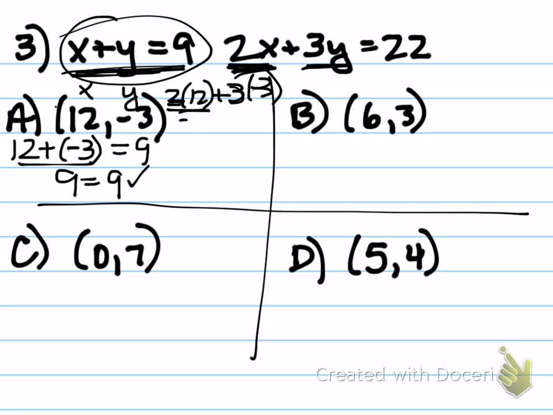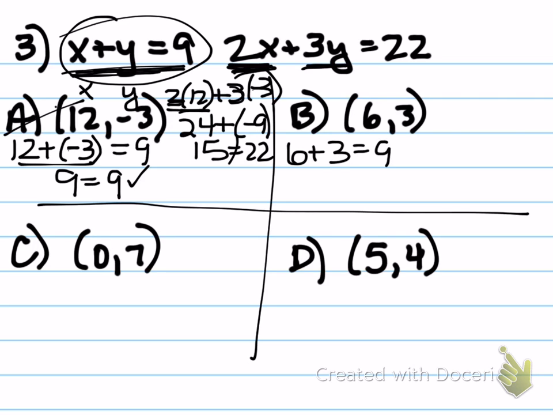Well, 2 12's is 24, and 3 negative 3's is negative 9. If you add those together, they're going to subtract and give you 15. That's definitely not equal to 22, so it doesn't check in the second equation. Choice B, well, 6 and 3. In the first equation, if you add up x plus y, you do get 6 plus 3, which is 9, so that checks.